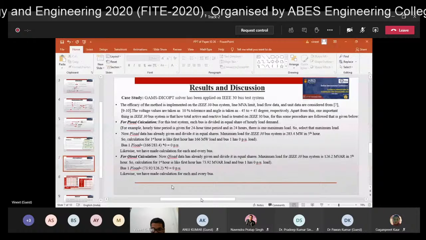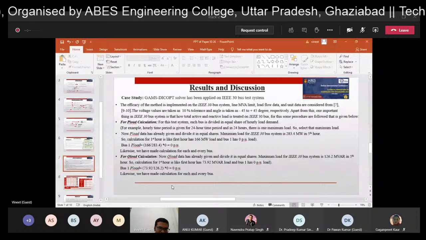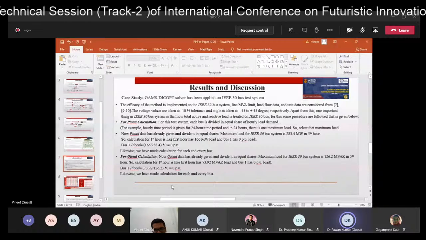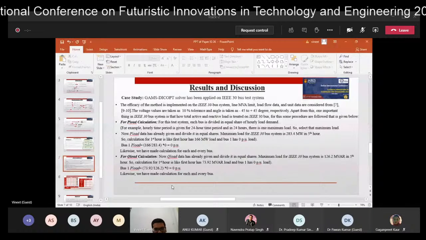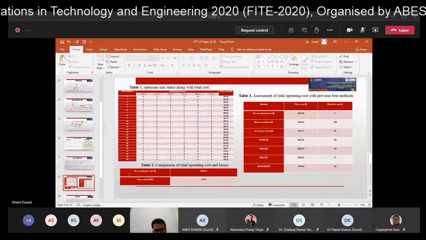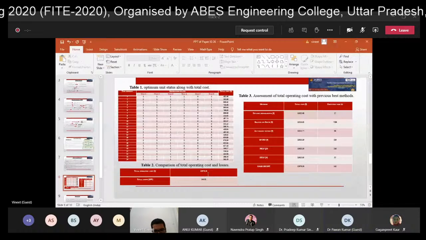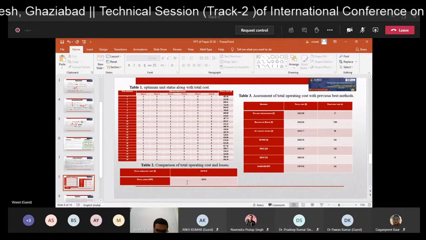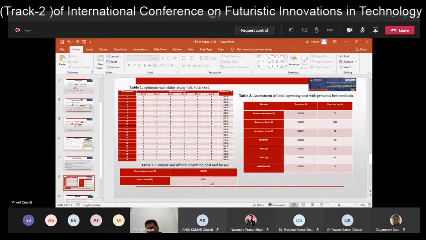In this, there are 6 generating units. Now, these are the status of the 6 thermal generating units, and these are the cost. After applying this, the total operating cost is found to be 12970.50. This is the total operating cost by the DICOPT solver, and this is the total loss, 140.81 megawatt.